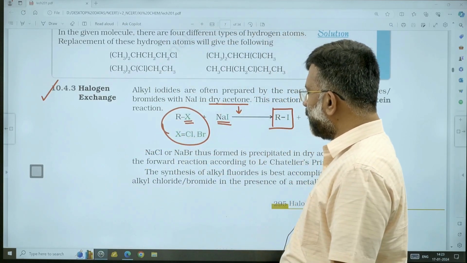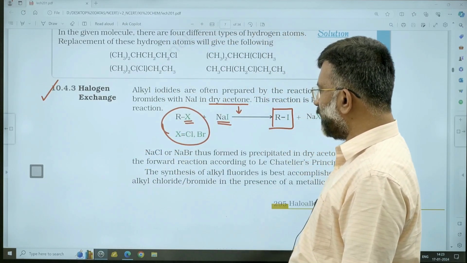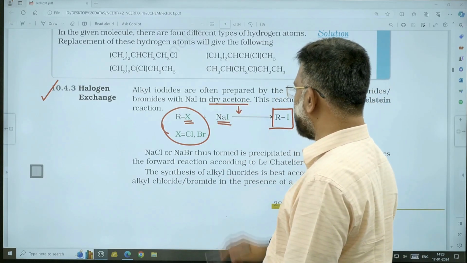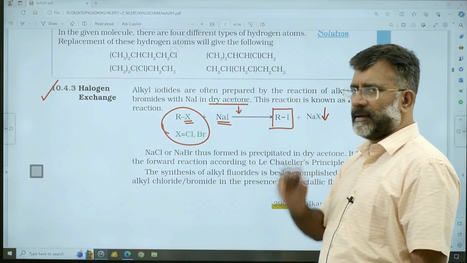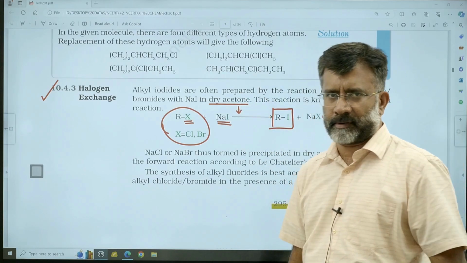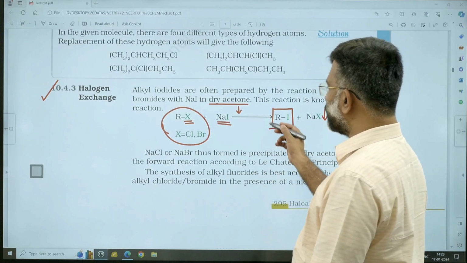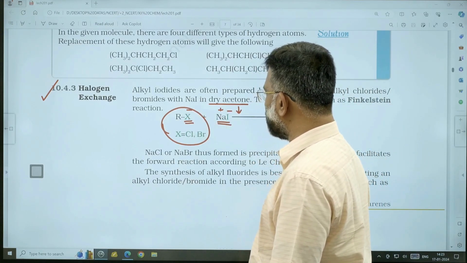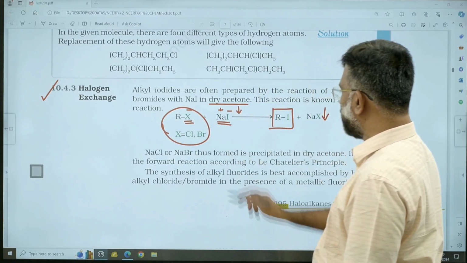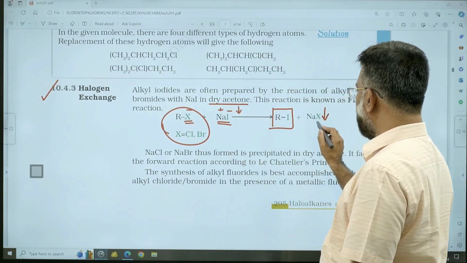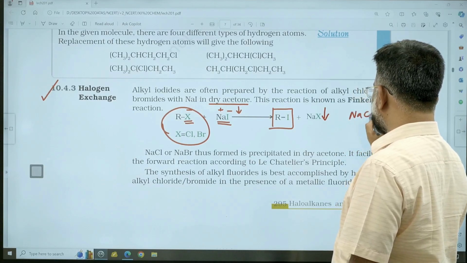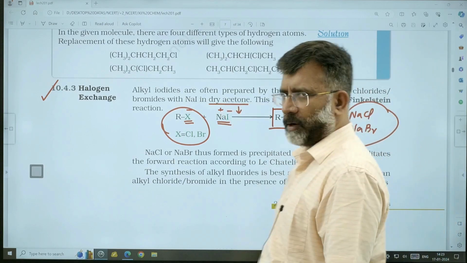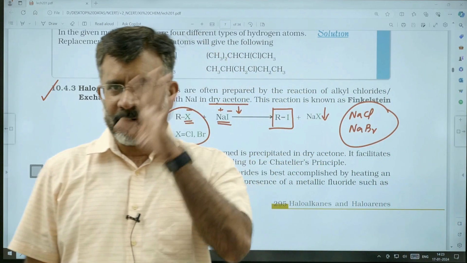You see that we prepare an alkyl chloride or bromide, and now this is treated with NaI in dry acetone. NaI dissolves in dry acetone, and you get I minus effectively. That is replacing X minus. X minus will be replaced by I minus, and you get RI and you get NaX. NaX means it can be NaCl or NaBr. This will precipitate in dry acetone. That's a very important point.